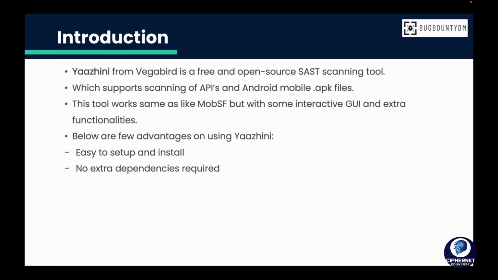MobSF requires a lot of dependencies to be installed first, and only then will it run properly, or else you will get a breaking of the application. But with Yazini, there's no need to install any extra dependencies like Python or any databases. It's pre-built in the Yazini tool. You just need to download and install it on your desktop, run the tool, and perform SAST scanning on the Android apps.